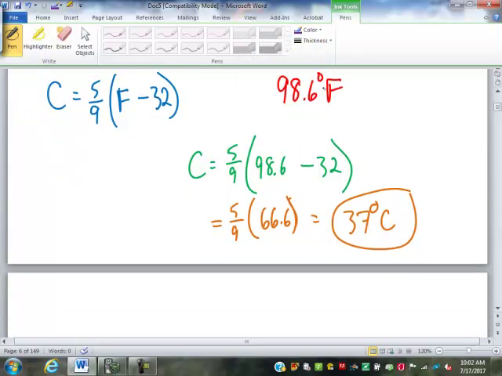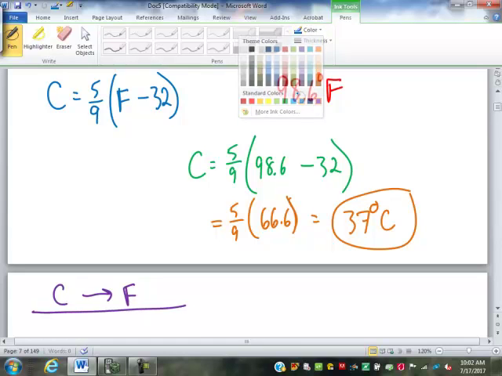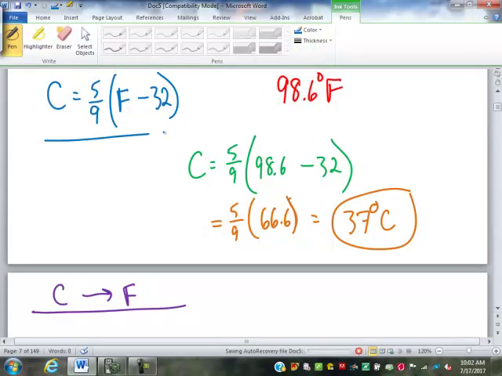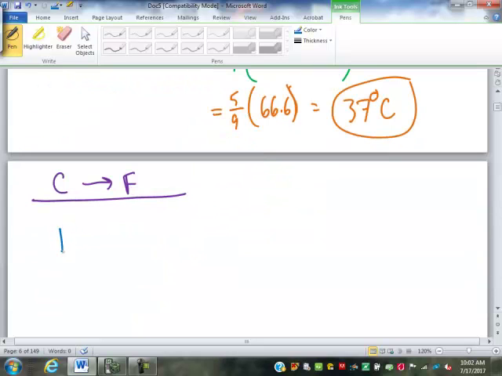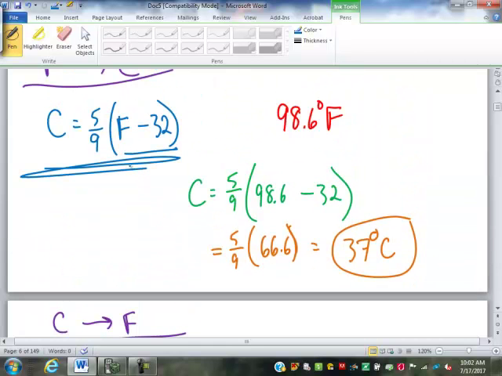If I want to go the other direction, going from Celsius into Fahrenheit, I exactly reverse this process. Up here, I subtracted 32, then multiplied by 5/9. Down here, I'm going to start out by dividing by 5/9 or multiplying by 9/5, and then adding the 32. Notice there's no parentheses here. We're going to do the multiplying first and then add, where up here we had to do the subtracting first and then multiply.